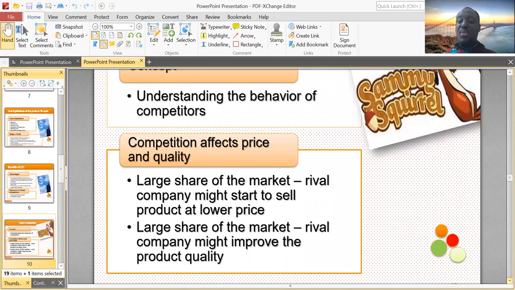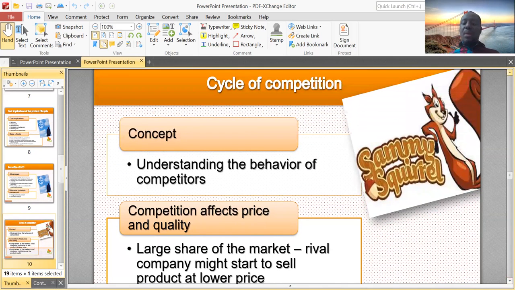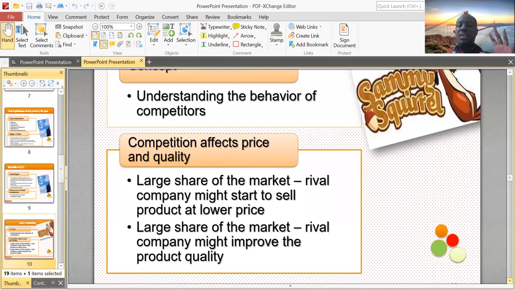So we are talking a lot more about competition. Let's talk about the cycle of competition. Basically, it is a concept for understanding the behavior of competitors. What's the behavior of your competitors? How do they behave? When you increase price, how do they react? When you decrease price, how do they react? You want to understand the behavior of your competitors. Very, very key. Another thing you need to know is that competition affects price and quality. Competition definitely affects price and quality.